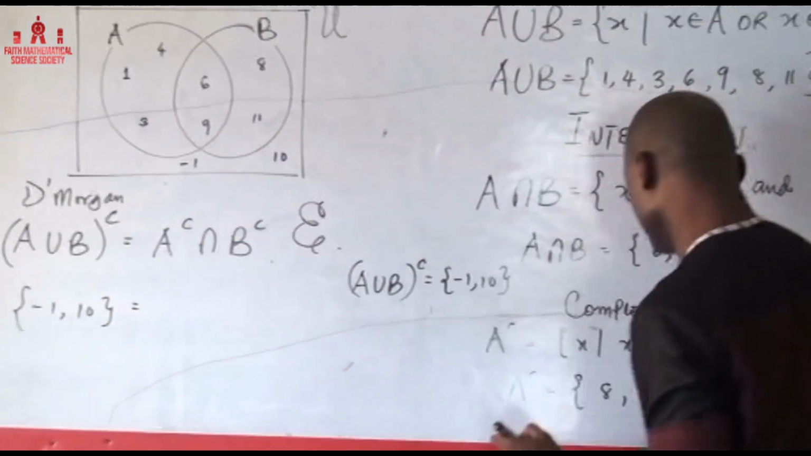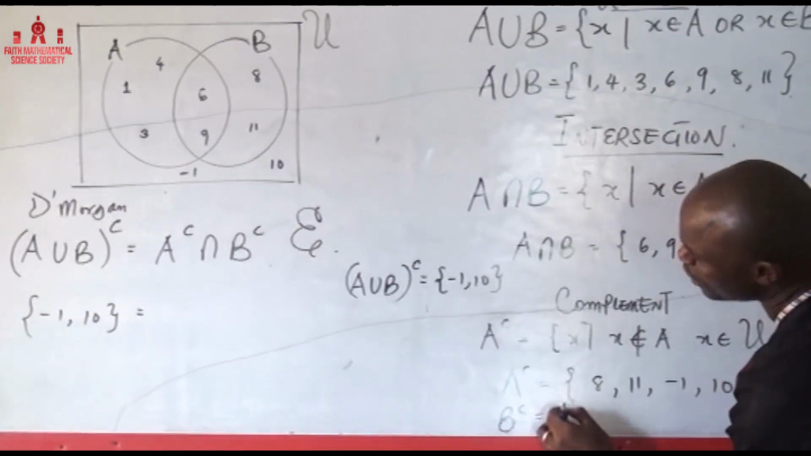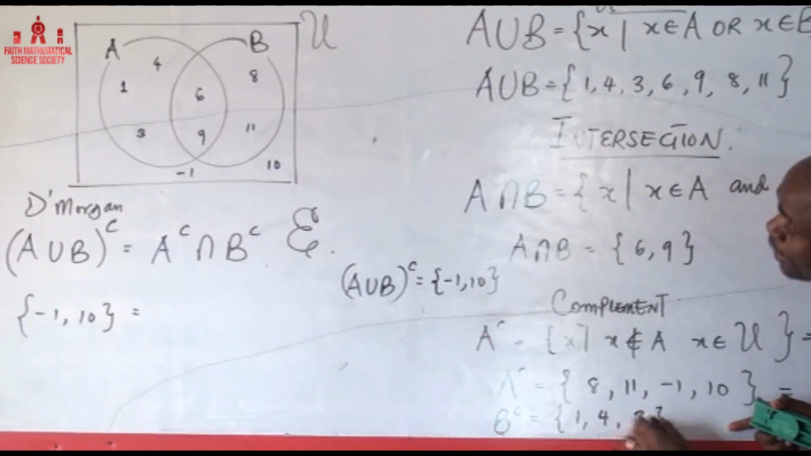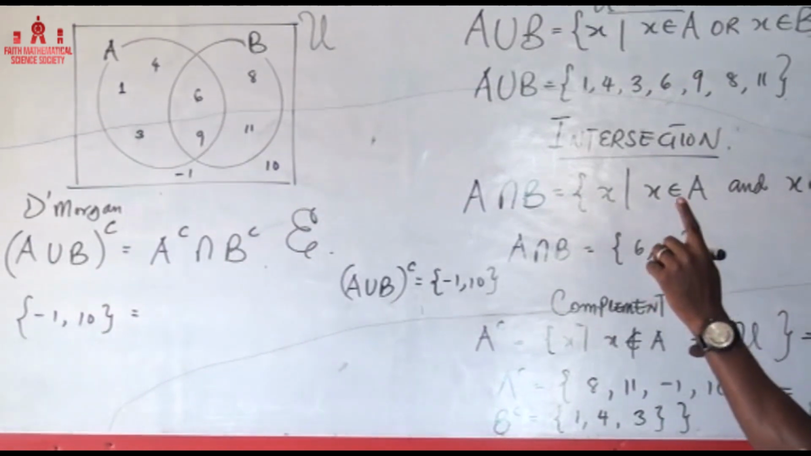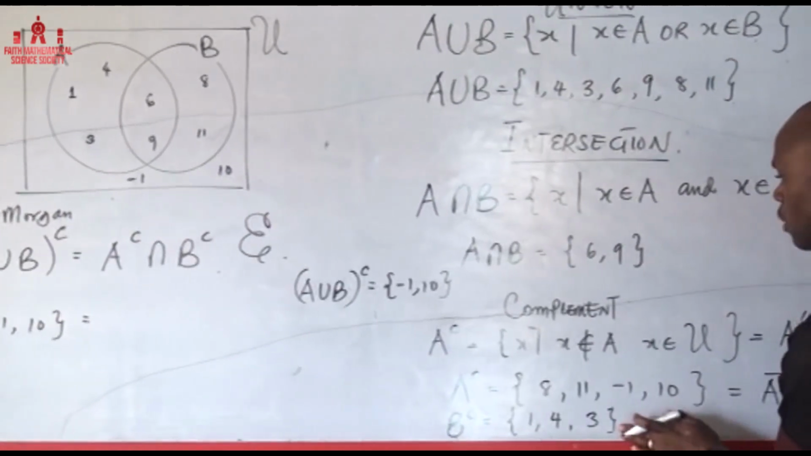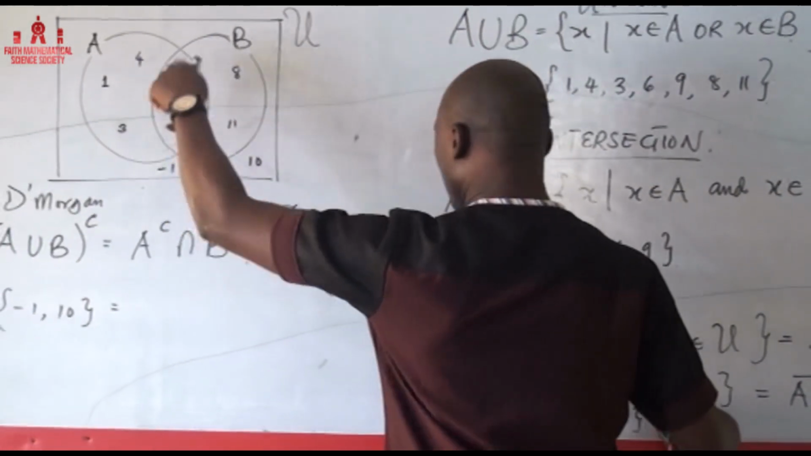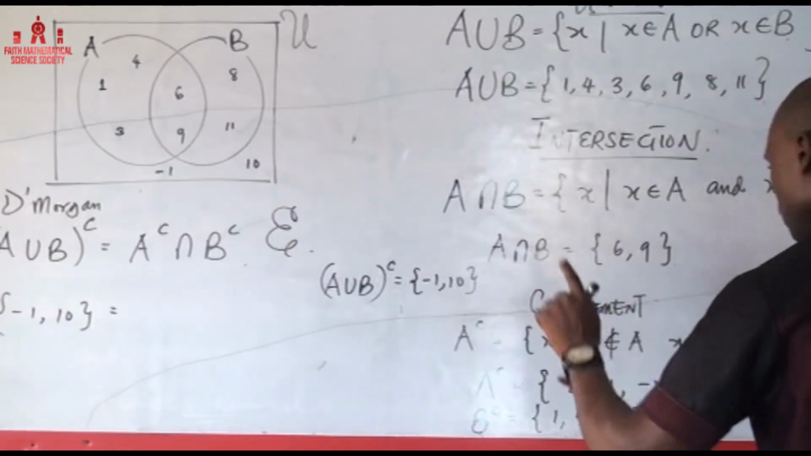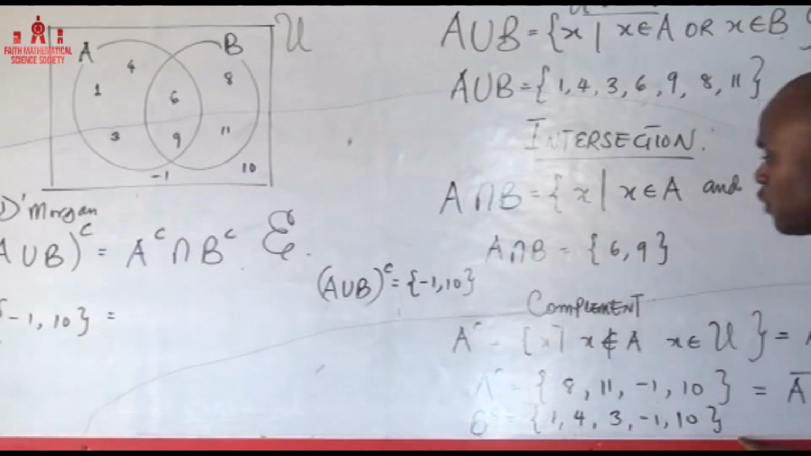And if you come here, A complement was all this, and B complement, let me put that somewhere here. What is B complement? It is 1, 4, and 3. If you look at the diagram up there, 1, 4, and 3. So when you look at (A union B) complement, you have all this, and B complement is 1, 4, 3, and sorry, I missed something. I missed minus 1 and 10. That is actually B complement.